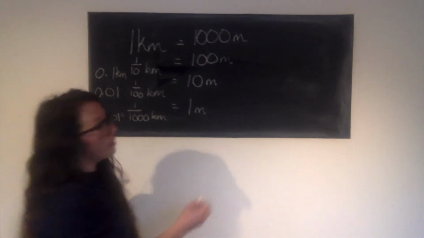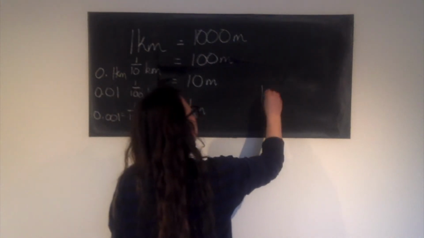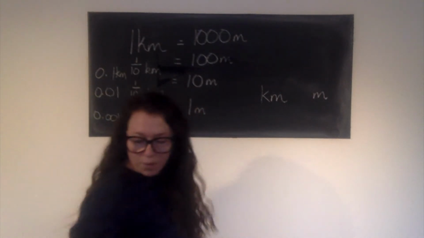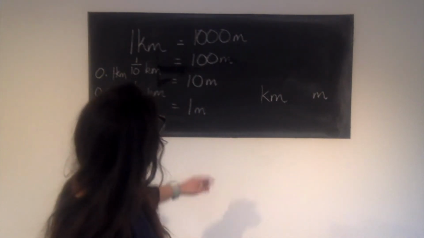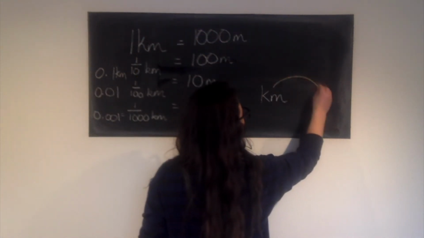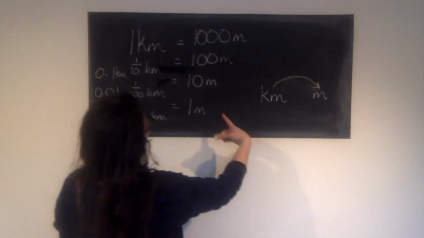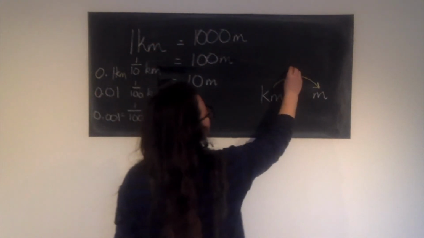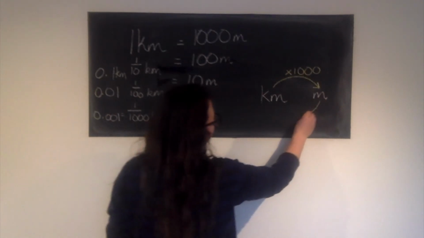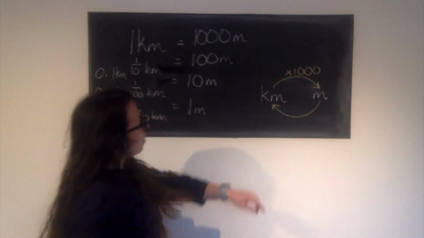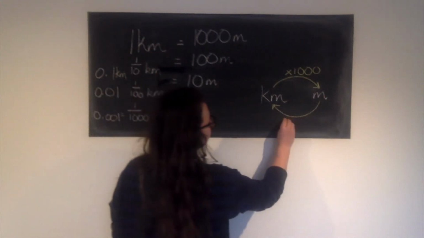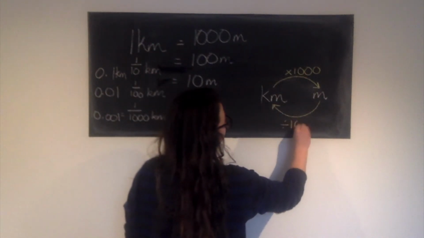Now let's draw our little conversion grid. So to go from kilometres to metres, let's think about what we need to do. If we're going from kilometres to metres, there's 1,000 metres in a kilometre. So from kilometres to metres, we must multiply by 1,000. And if we're going the other way, we obviously do the opposite. So from metres to kilometres, we must divide by 1,000.